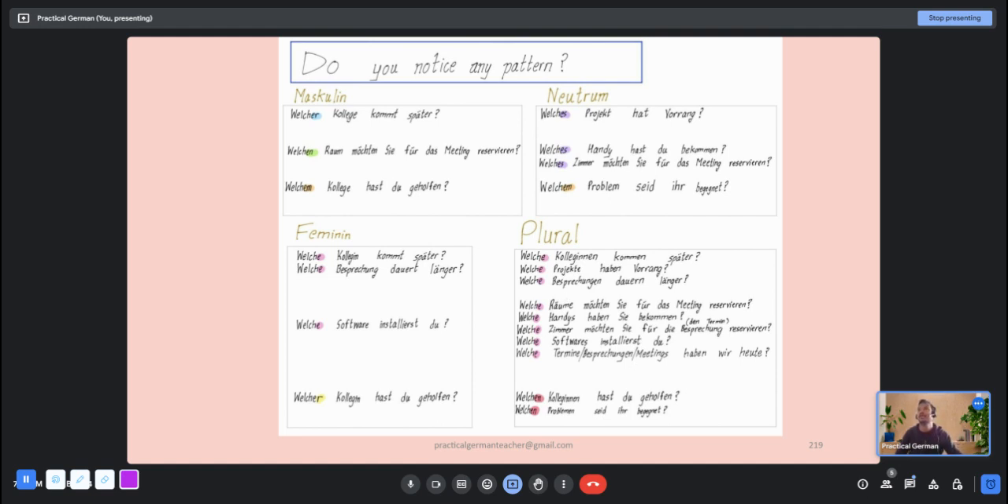If you notice, all the nouns in the first block are masculine nouns. There are four noun categories in the German language: masculine, feminine, neutrum, and plural. Some people say it's the gender.